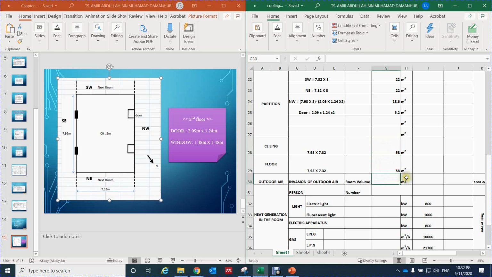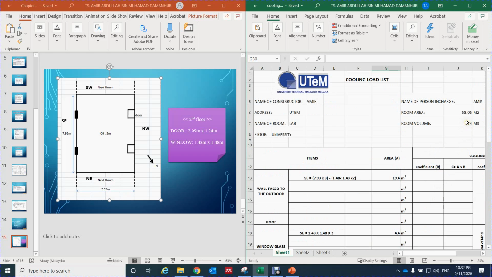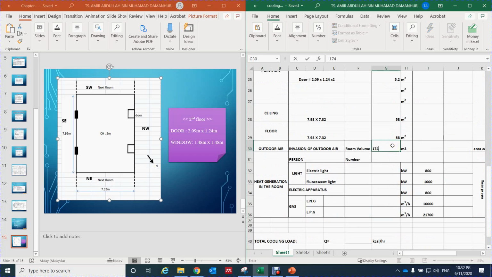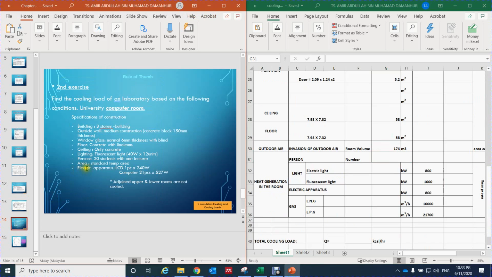So how about our room volume? We have calculated it previously, it is 174 meter cube. Just put 174 meter cube here. The person, looking at the specification of the building, is 20% here. Just put 20%. And then the lighting is fluorescent light, so fluorescent light is 40 watt times 12. 40 watt times 12 is 480 watt, but we have to put here 4.8 kilowatt.